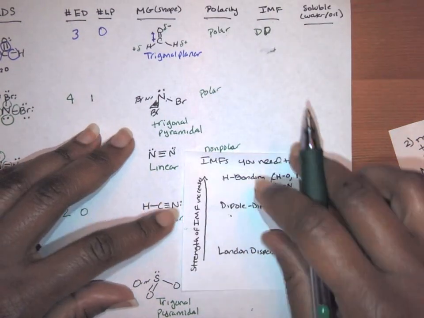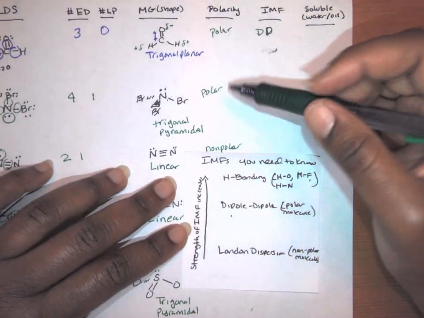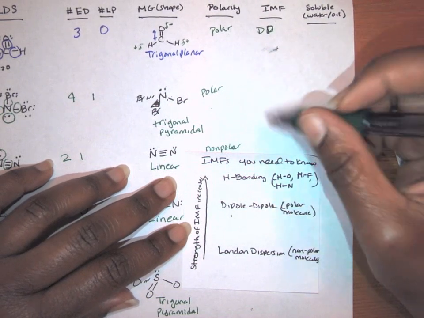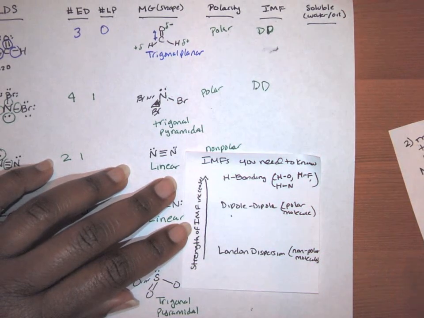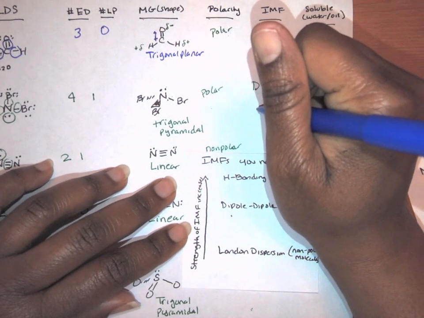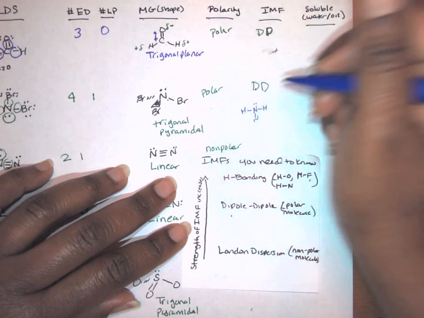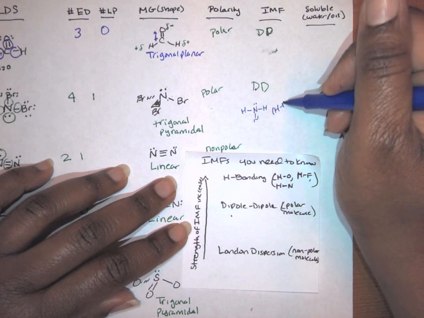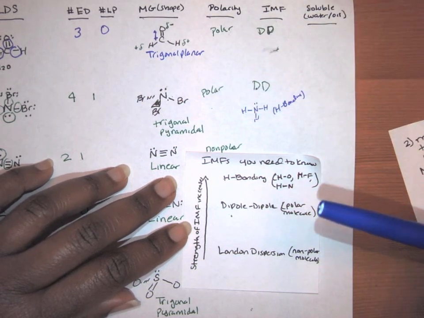All right, let's look at the next example. Here we have NBr3, and once again, we see that it's polar, so we know it's either going to be hydrogen bonding or dipole-dipole. There's a nitrogen, but no hydrogen directly attached to it, so this is going to be dipole-dipole. If the molecule was NH3, where the hydrogens are directly attached, then we would have hydrogen bonding. But this one only has dipole-dipole because there's no hydrogen directly attached to the nitrogen.